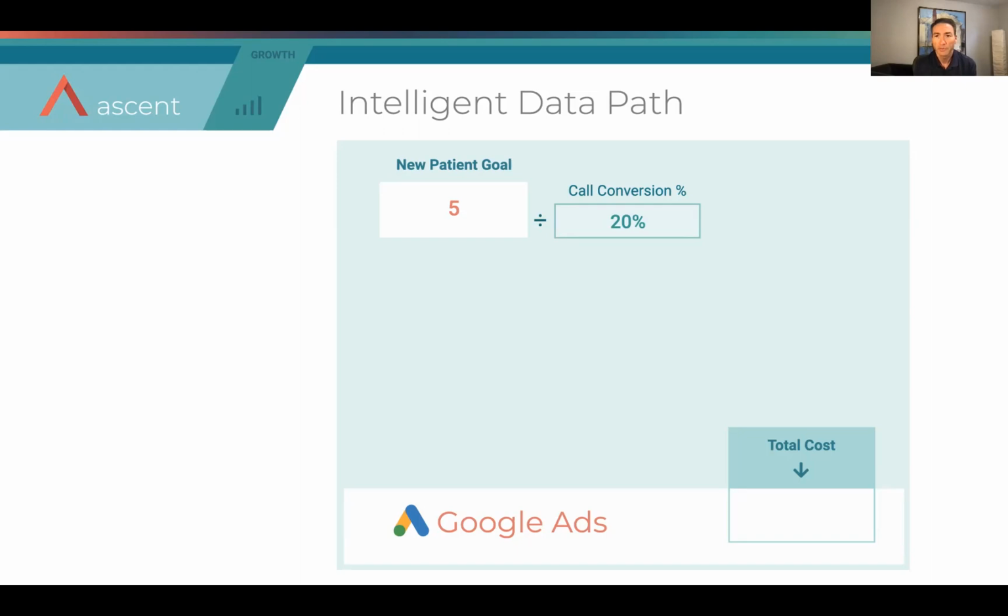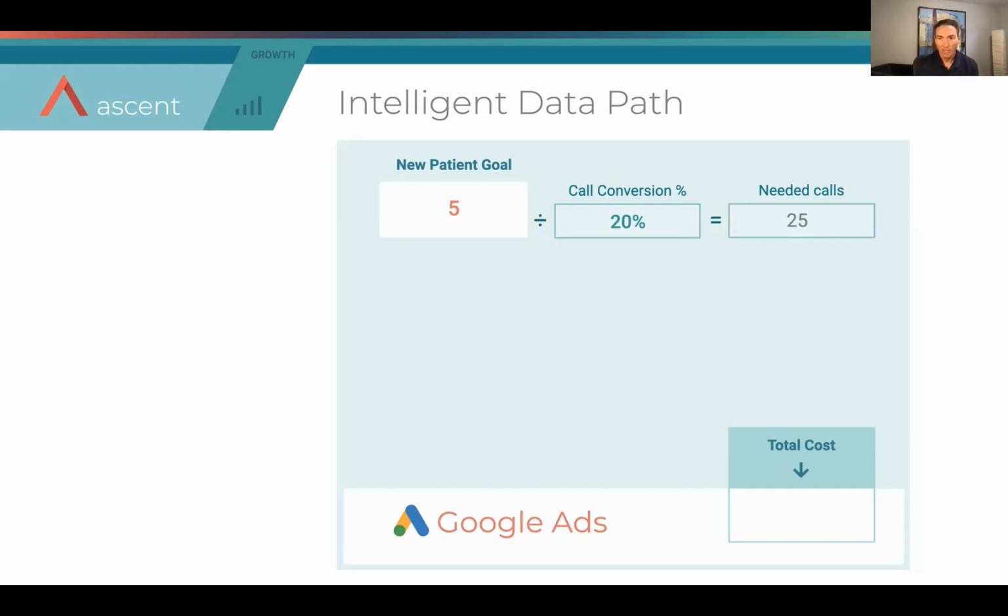Most practices we work with are going to see about a 20% call conversion rate, right? So we can accurately say it's going to be about 20%. Well, to get 5 patients at 20% conversion, that means you need 25 phone calls. 25 opportunities will lead to 5 patients in that scenario. So we're just working backwards with the math.